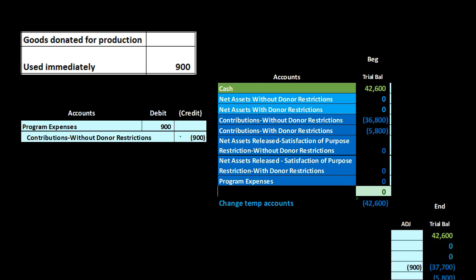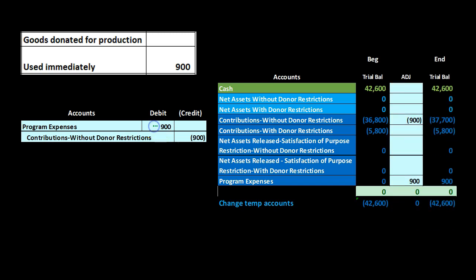If we were to post this then, we're going to say the debit to the program expenses is going to be increasing the program expenses in the debit direction. So it's like an expense going up, which would bring the equivalent to net income or the change in net position down. And then the other side is going to the contributions without donor restrictions.